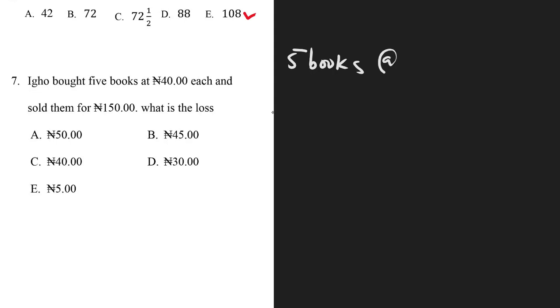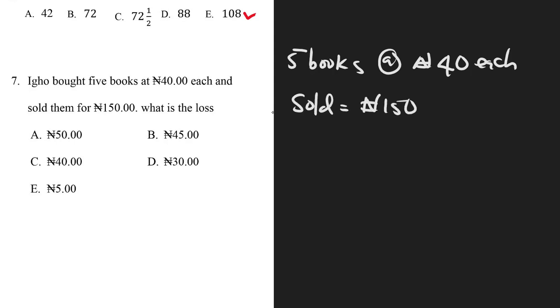So we say at what? 40 naira each, right? 40 naira each, and sold them for 150 naira. So we said sold 150 naira. What is the loss? So how are we going to know?